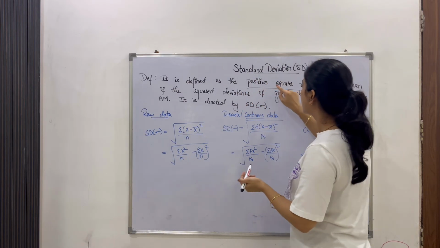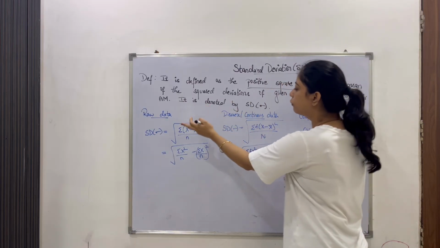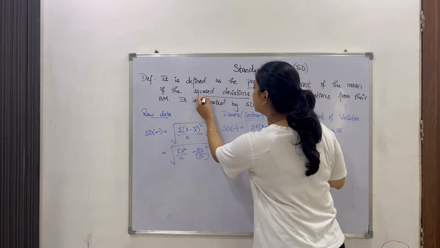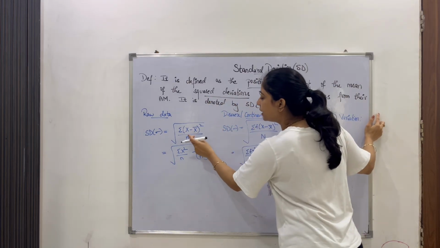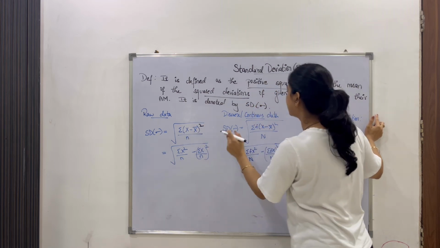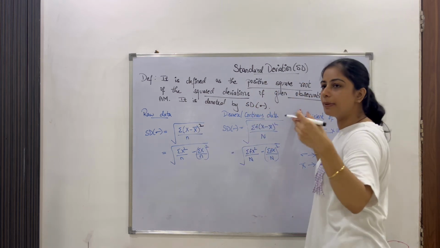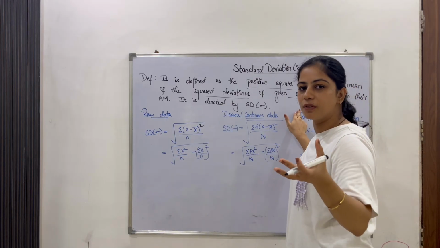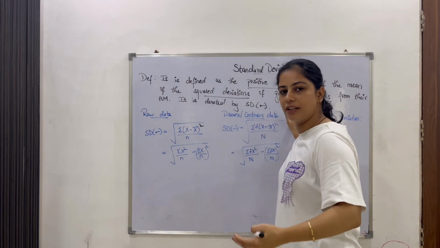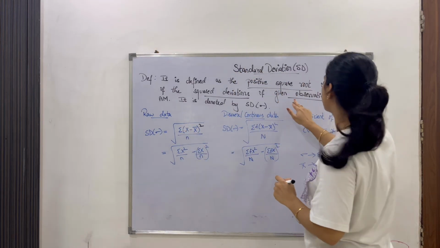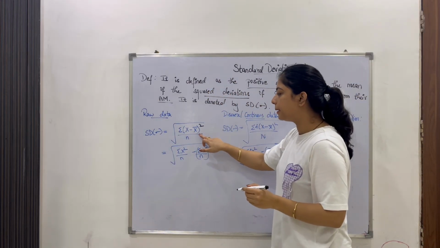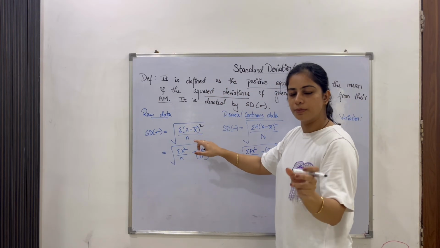So they're saying that it is a positive square root of the mean of what? Squared deviations. Whatever deviations or differences you're taking, you're squaring them, of given observations. If you remember, even in the mean deviation, the given observations were taken, right? Those observations are nothing but the x values which are given to us in the question, taken from their arithmetic mean. You're taking the difference of those observations from your mean.